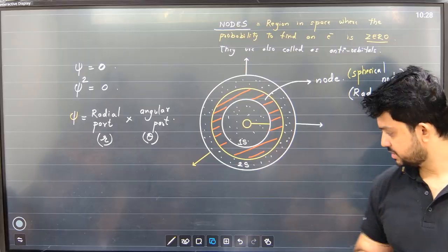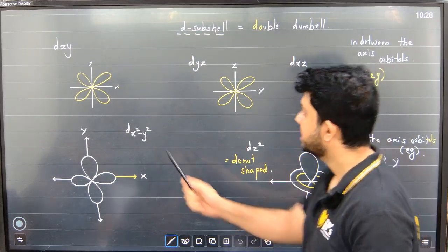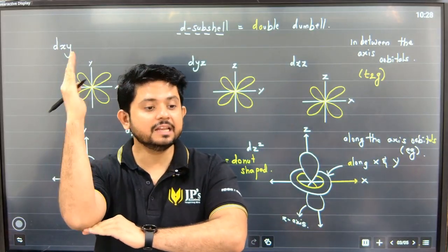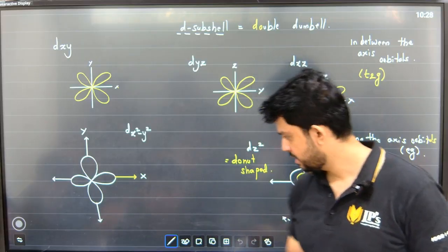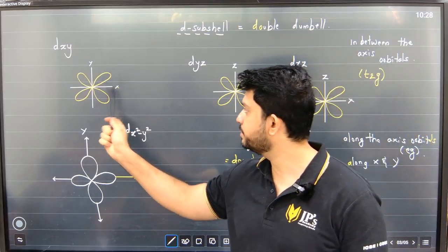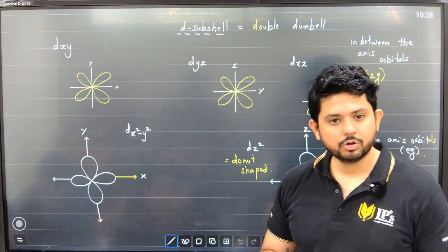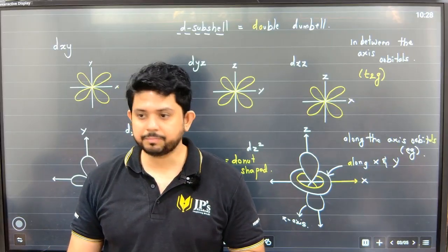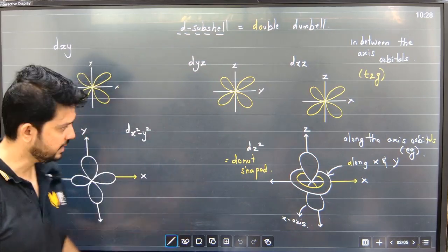Angular nodes is for these lobes, because these lobes are at an angle from the axis. For example, you people can give me this angle. If I ask the angle over here, what is the approximate angle that this lobe is making with the xy axis? 45 degrees. So you can find nodes either with reference to the radial part of the wave function, or the angular part of the wave function. Did you people get that?